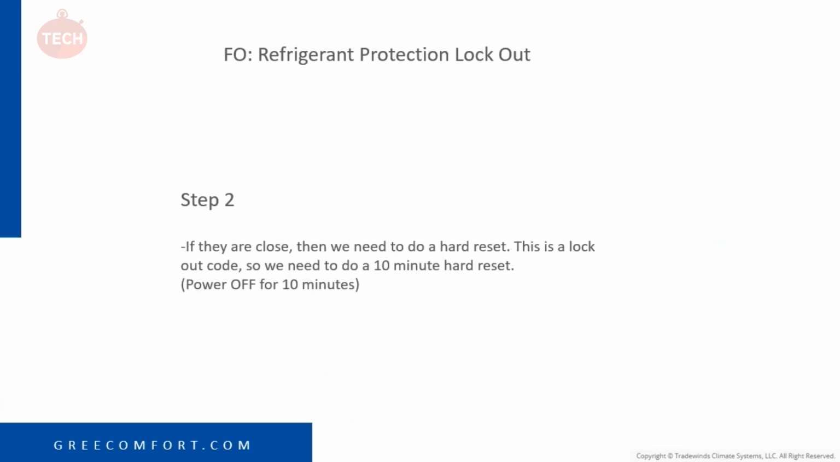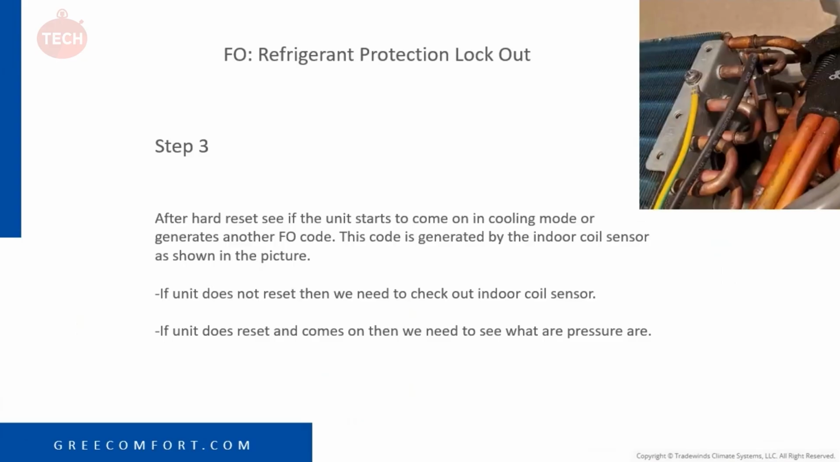Step 2, if they are close, then we need to do a hard reset. Again, this is a lockout code, so it's going to take about 10 minutes to do a hard reset. That's 10 minutes of power off. Step 3, after the hard reset, see if the unit comes on in cooling mode or generates another FO code.